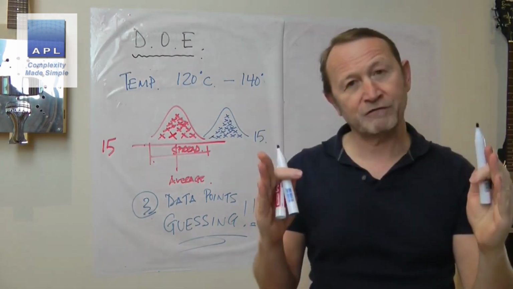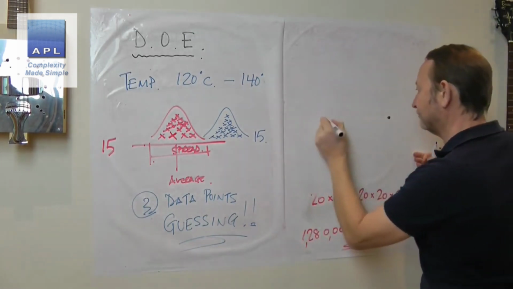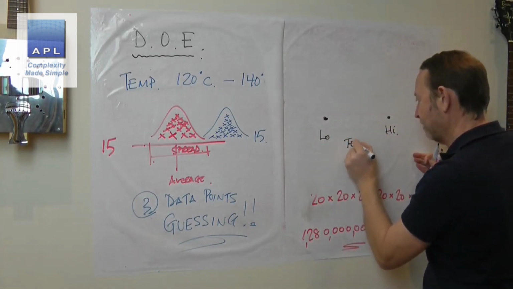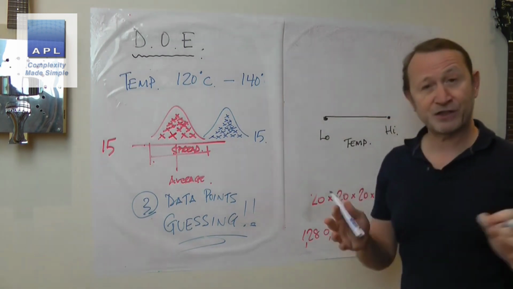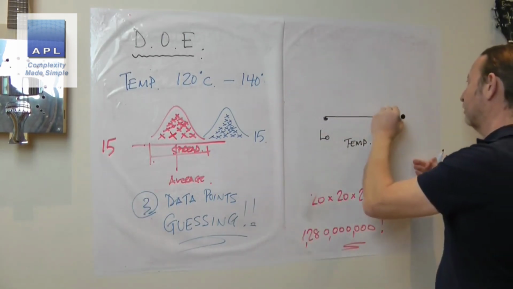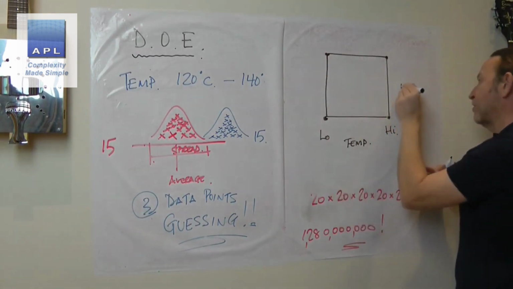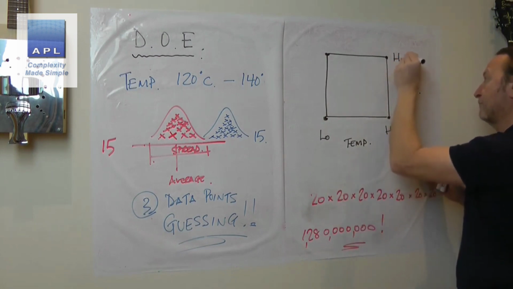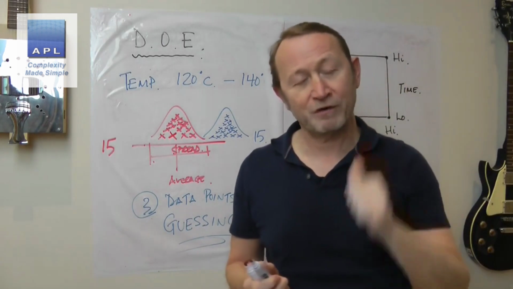Okay, so we just got one variable, one input, one output on the original diagram, and we tested in 2 places. We tested low and we tested high, and this was temperature. Low and high. But let's say you want to test another variable, let's call it time. You test low, you test high.